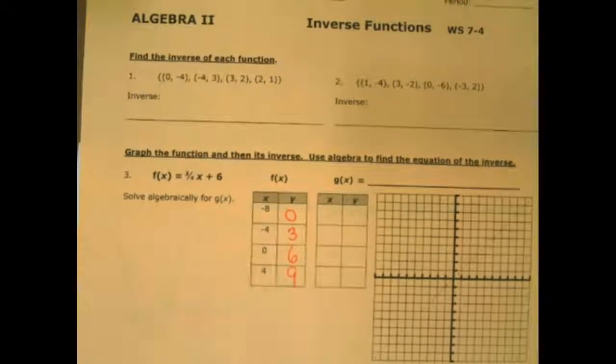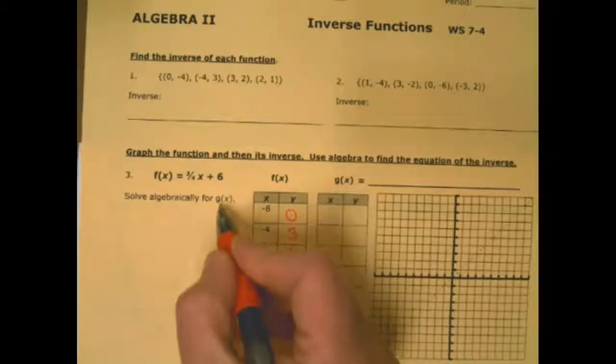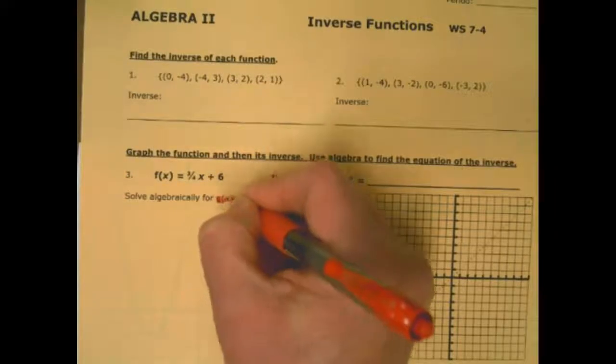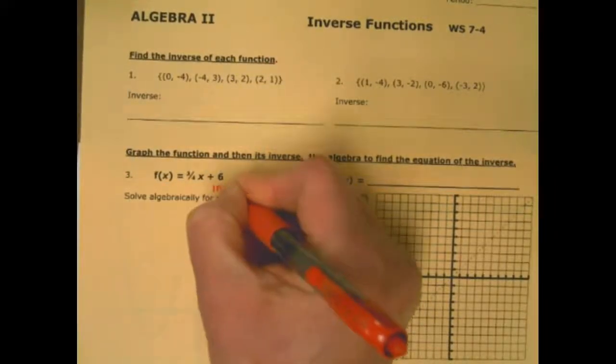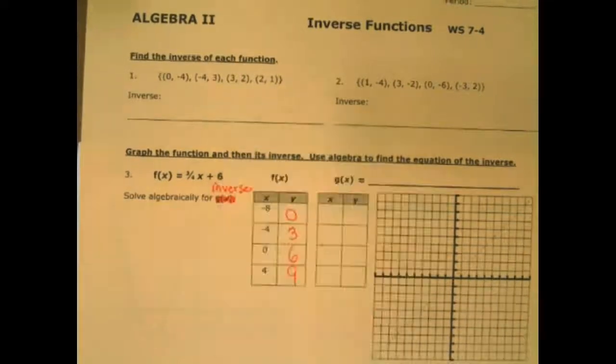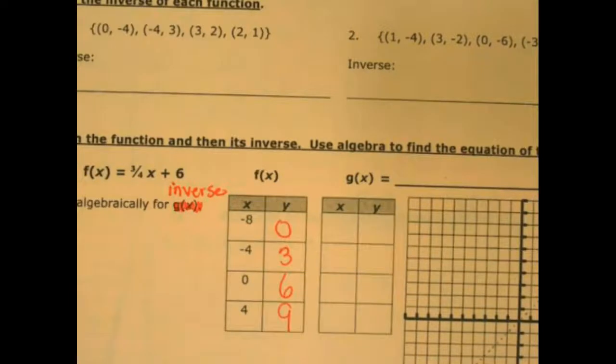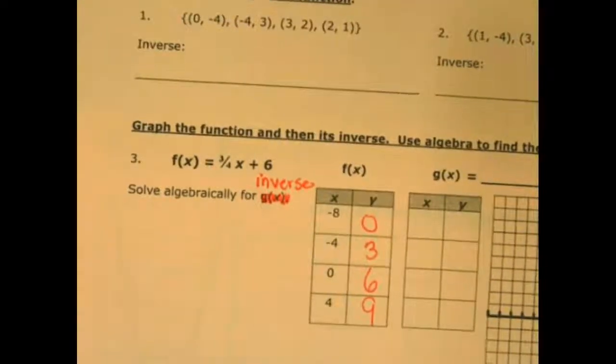Problem number 3 says solve algebraically for g of x. Please mark out the g of x and actually write in the word inverse to make it very clear that what we're solving for is the inverse. Okay, so on your notes, what did you write down? How do you solve for an inverse? Switch. What? X and Y.